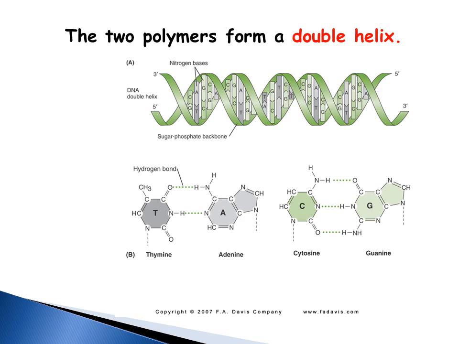Your 2 polymers, those 2 backbones, form a double helix. So that's why your C bonds with G, your A bonds with T, and in your double helix, you have one backbone in the 5 prime to 3 prime direction, and the other one is in the opposite direction, 3 prime to 5 prime direction. So they are anti-parallel to one another.